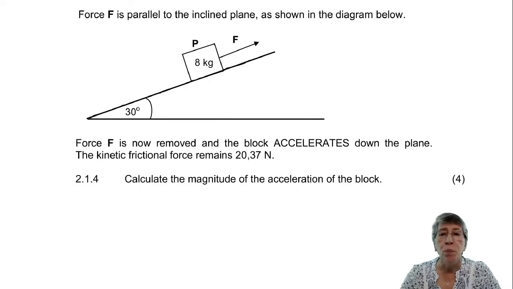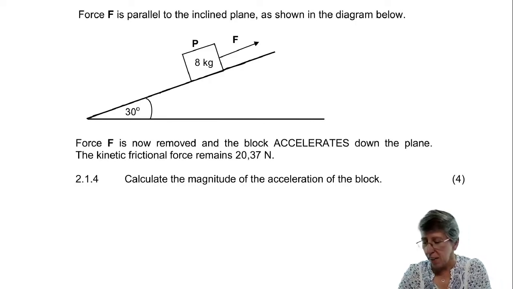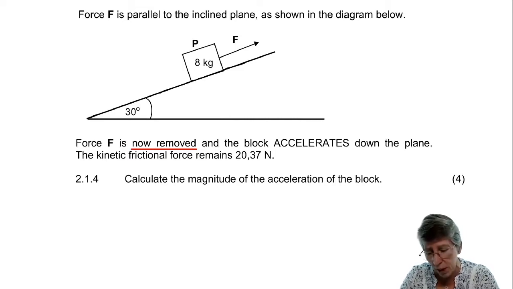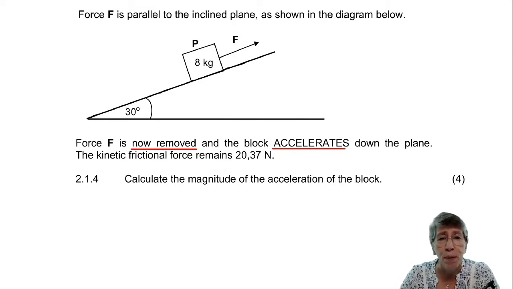Now in 2.1.4, we have the most dangerous type of question, and that is when they change something halfway through. Now they tell you that F is now removed. Immediately everything is changing, and you have to be very careful. What do you use that's going to stay the same and what is changing? Now F is removed, so there's no force upwards, and since the block is now accelerating down the plane, friction is going to be up, and we have a new positive direction.